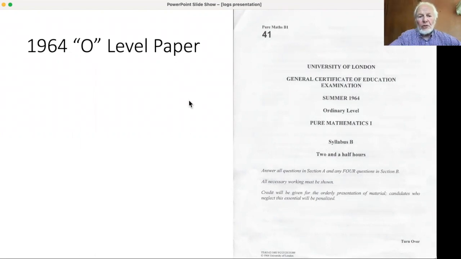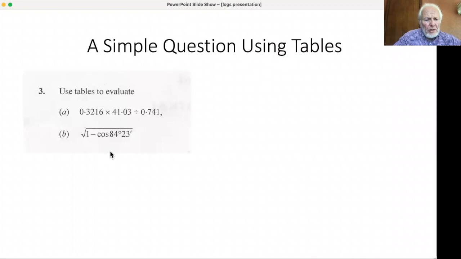And so the O-level was a qualification which showed that you could do that, apart from anything else. So let's look at some questions. This question is a sort of starter question, which explicitly asks you to use tables to make some calculations. So let's start with this one.